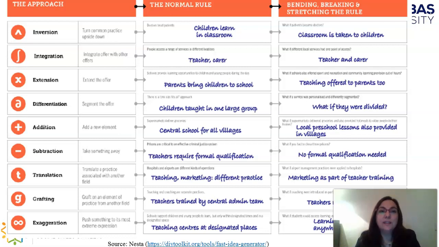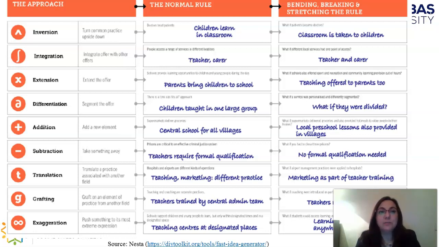So in the inversion technique, the normal rule is that children learn in classroom. How do you bend this rule? Classroom can be taken to children. So if they cannot go to the central schools, then you may think of opening small school branches or maybe small classrooms in villages. So you take the classroom to children.